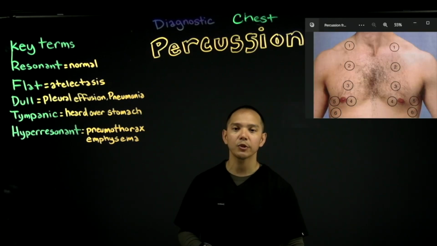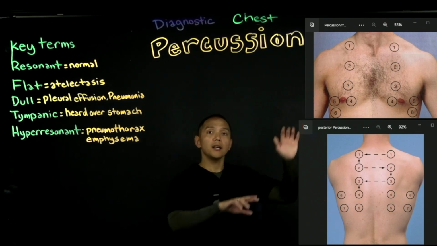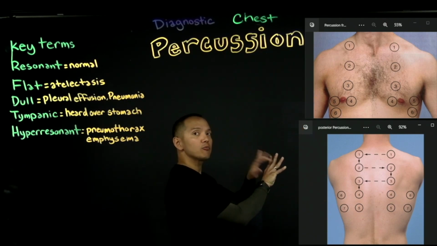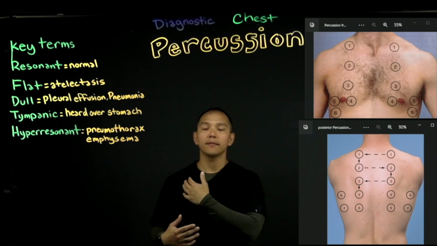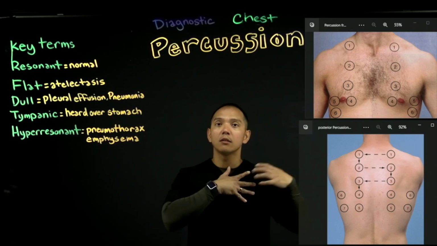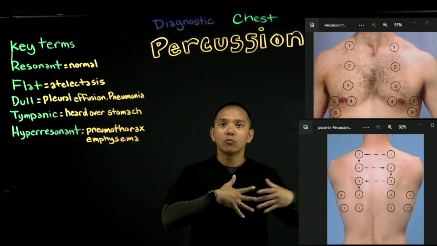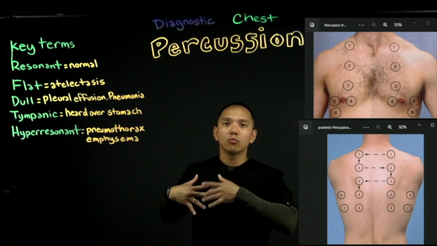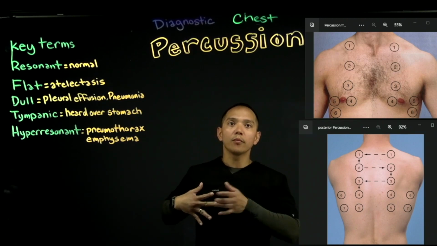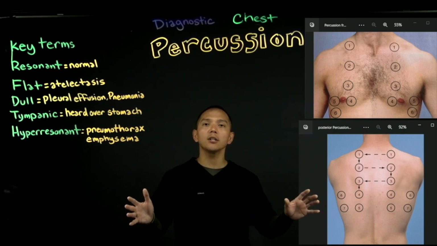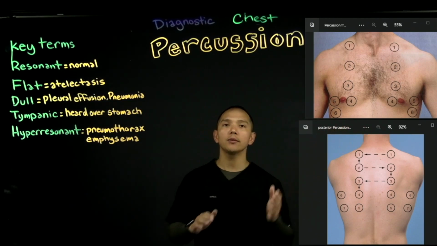Here, I'm just going to bring up a couple of pictures. As you do your diagnostic chest percussion, you're going to start right to left, going 1, 1, 2, 2, 3, 3, and so on and so forth. Then you're also going to do that to the patient's posterior side, their back side, just following this diagram here.